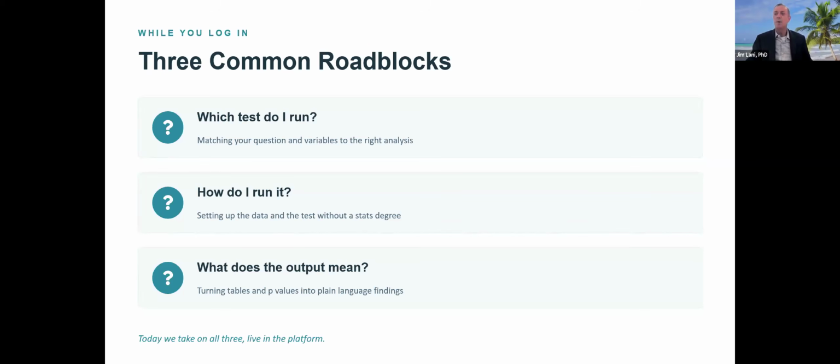By the way, while you're getting logged in, it's very common to have roadblocks. People don't know what test to use. Very common. They don't know how to run it, and they don't know what the output really indicates. I think the purpose of Intellectus was to overcome those three roadblocks.